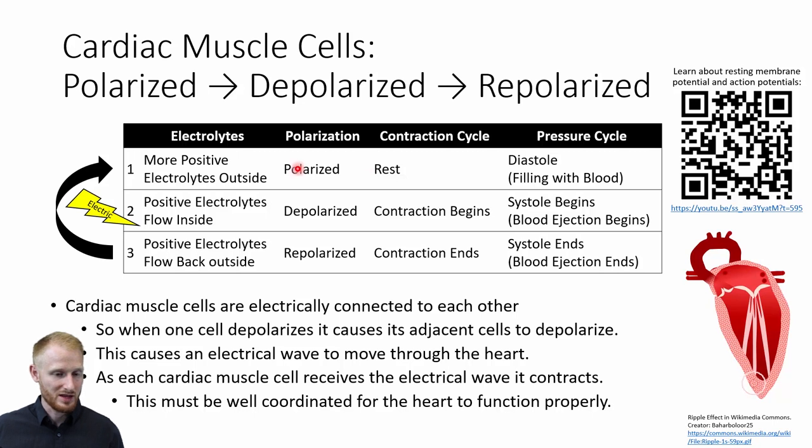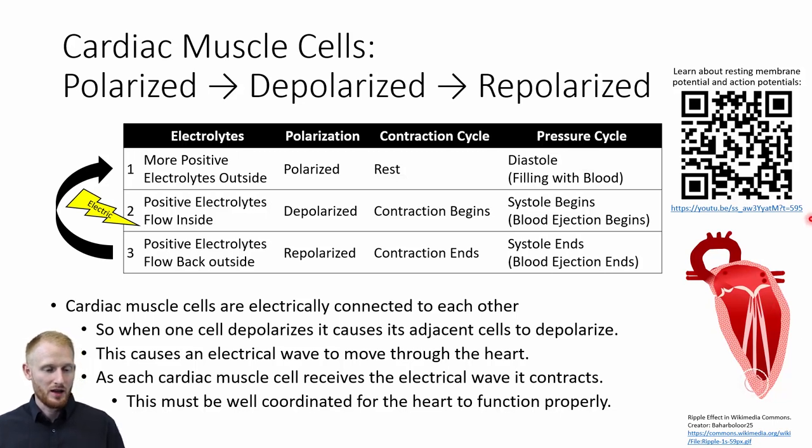First, the positive electrolytes are going to be primarily on the outside of the cell. This is the reason why the cell is polarized, because there's more positive charge outside the cell than inside the cell. When this is the case, the cell is at rest, so it's not contracting. When the heart is at rest, we call that diastole. This is the period of time where that chamber of the heart fills with blood. Typically the chamber we're talking about is the left ventricle of the heart.